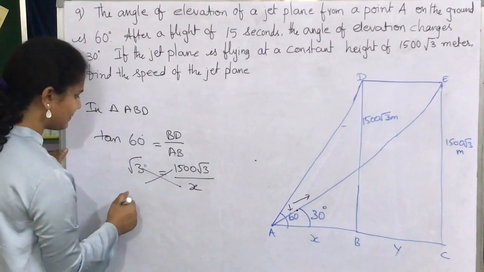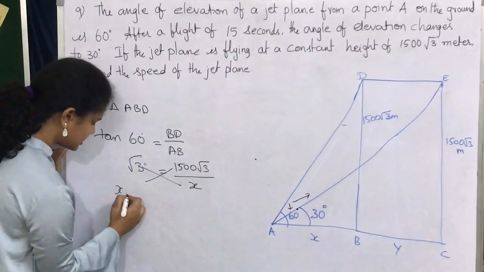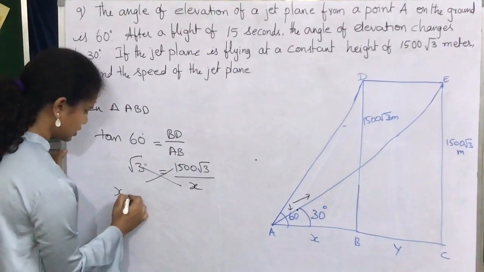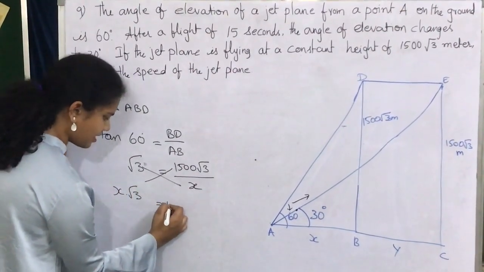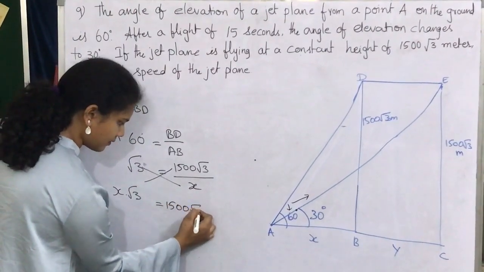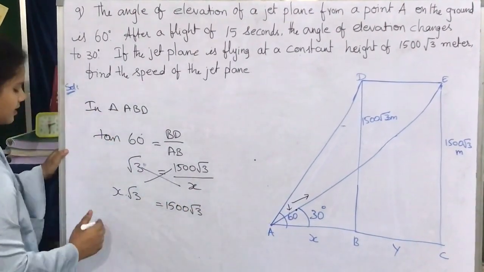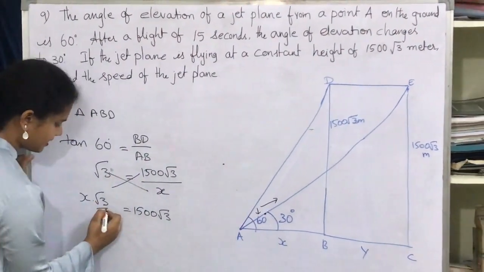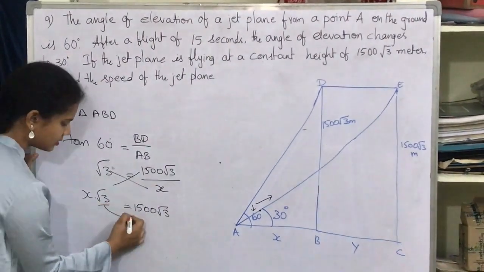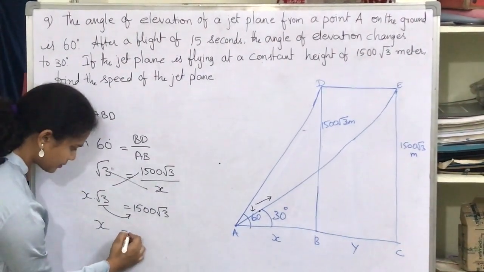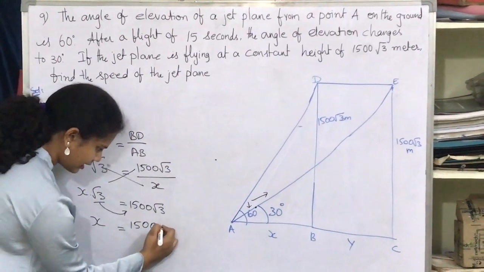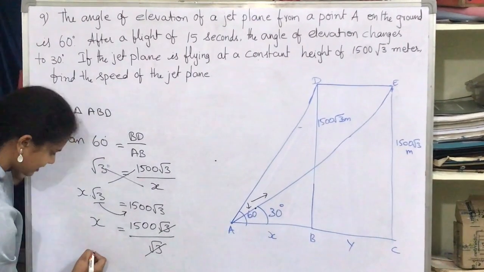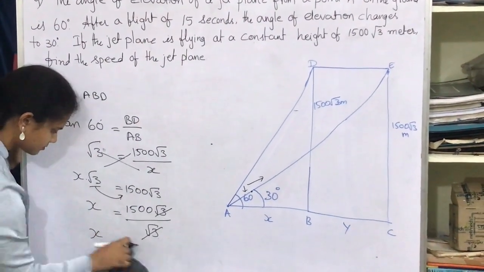Now here by cross multiplication we get x into root 3 equals 1500 root 3. Done. Now I need the value of x, or the value of AB, where AB is nothing but x, so just carry this root 3 to the other side. This becomes x equals 1500 root 3 by root 3, where root 3 gets cancelled.